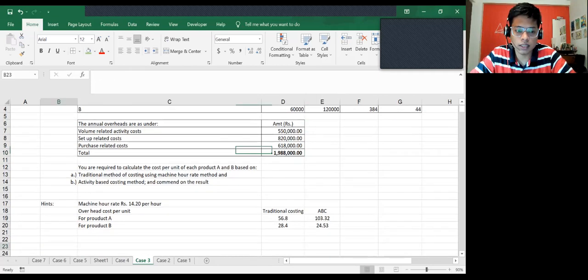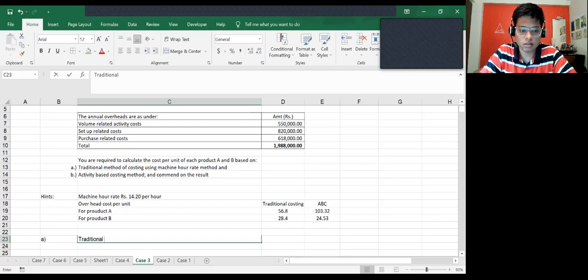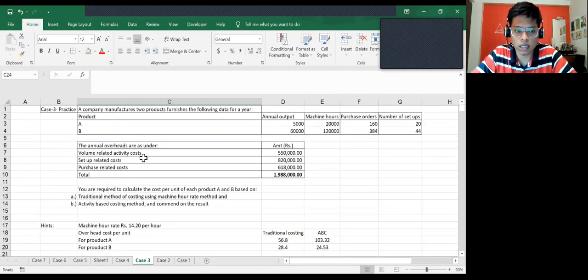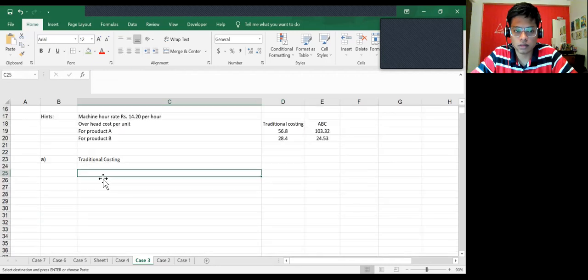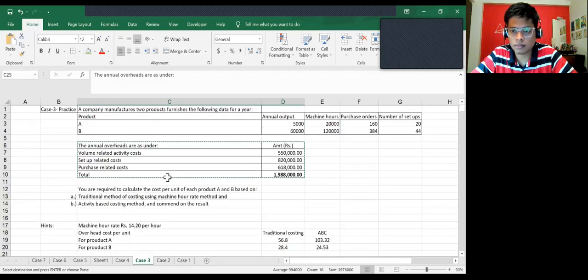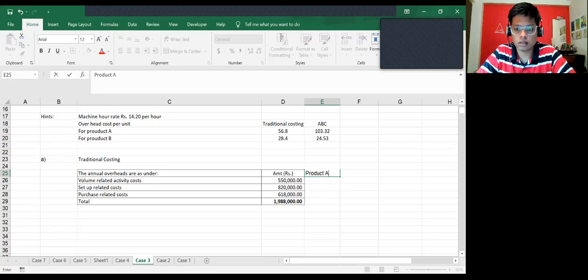Now quickly I'll do the traditional costing. This is how I would do it in class, during the exam. For traditional costing, I don't need to do too much. I just need to allocate these costs into A and B. Direct labor and direct material are not given to me, only the overheads are given. Now product A, product B.